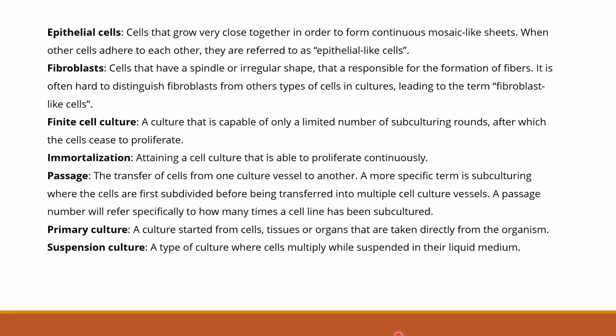Everybody knows this. So, finite cell culture, a culture that is capable of only a limited number of subculturing rounds, after which the cells cease to proliferate. So, as I was saying, there is a particular number of passages which you do for every cell line. If it is finite, that means after a particular number of rounds, the cells start dying and then you cannot further subculture them. Most of the cells will survive many passages, but then they also start to lose their morphology and their innate nature, and then they will not give you correct results when you experiment with them.